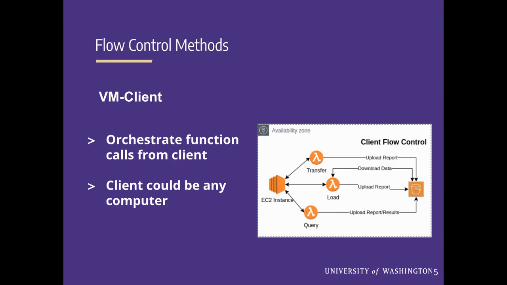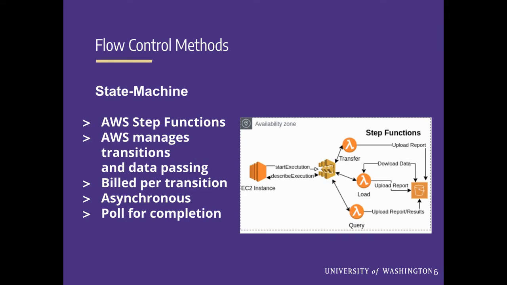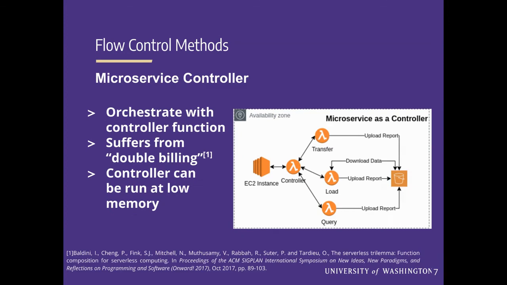Our first method of flow control is going to be referred to as the VM client. This is where a cloud client performed the orchestration. Our second method will be referred to as the state machine. This is an AWS step function implementation where the cloud provider manages the transitions and the data passing, and we are billed per transition. This is an asynchronous method, so to determine when the pipeline finished running, we'd poll for completion.